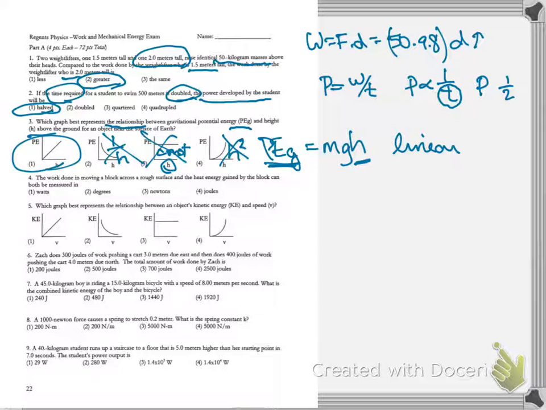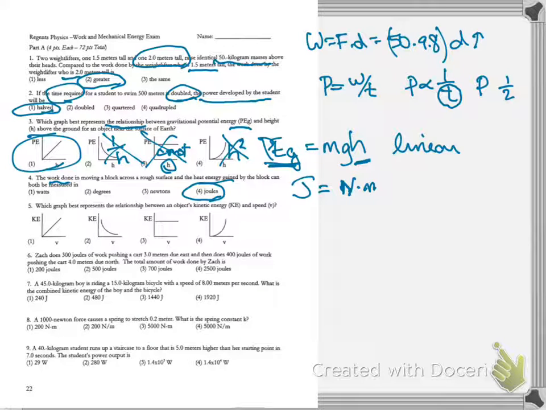Next question. The work done in moving a block across a rough surface and the heat energy gained by the block can both be measured in. So work and energy, what unit are they? The unit is joules. A joule is a newton times a meter.